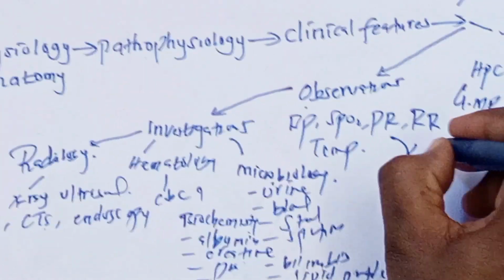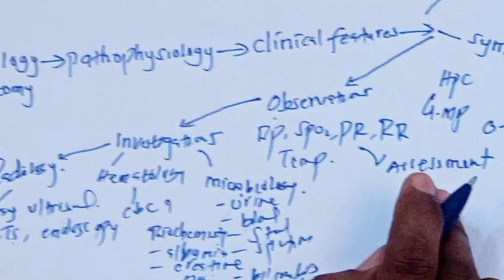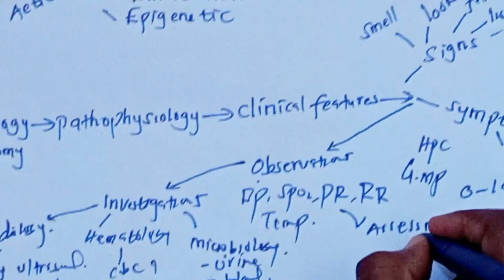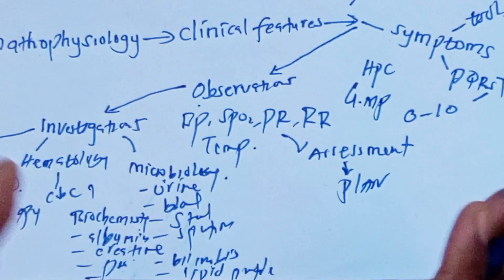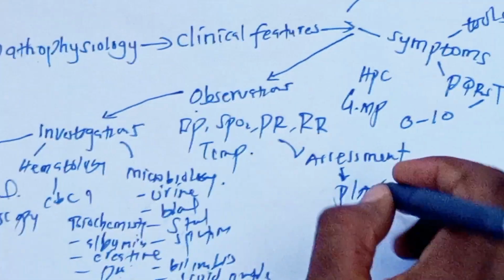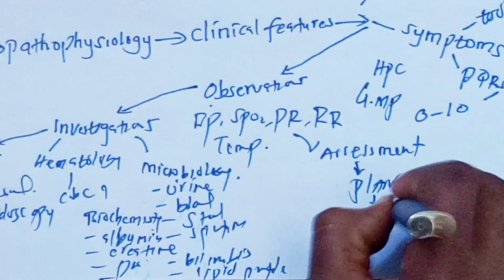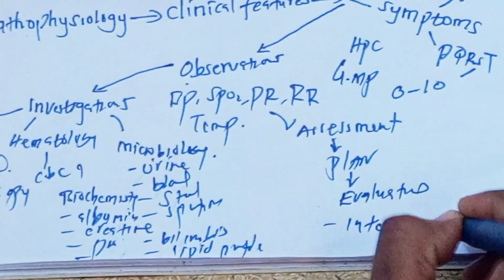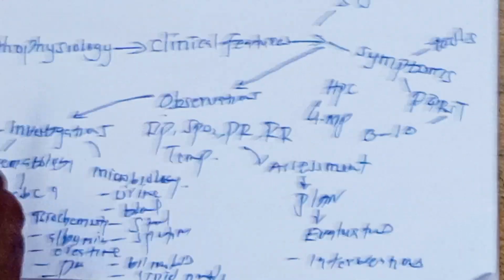Then after your doctor does all this, he will go to assessment. So in the assessment, your doctor will provide for you a possible diagnosis. For example, final diagnosis. Then your doctor will make a plan. For example, your doctor will take an action to treat the disease that you are suffering from. Then from the plan, your doctor will do evaluation. Then last, your doctor will do interventions.